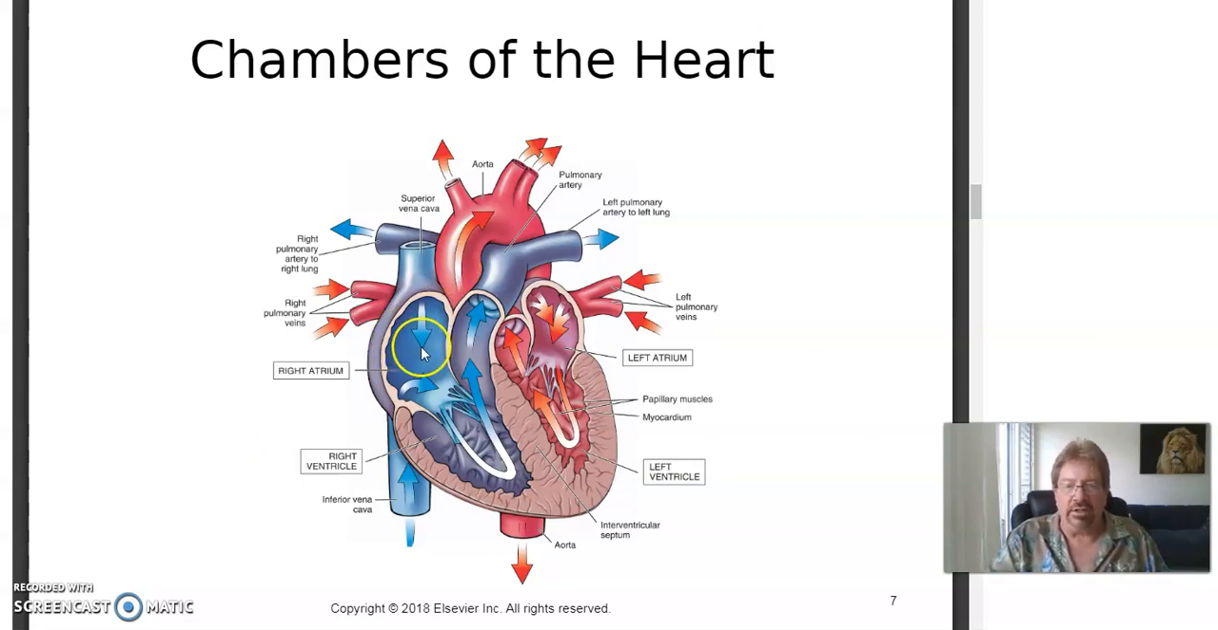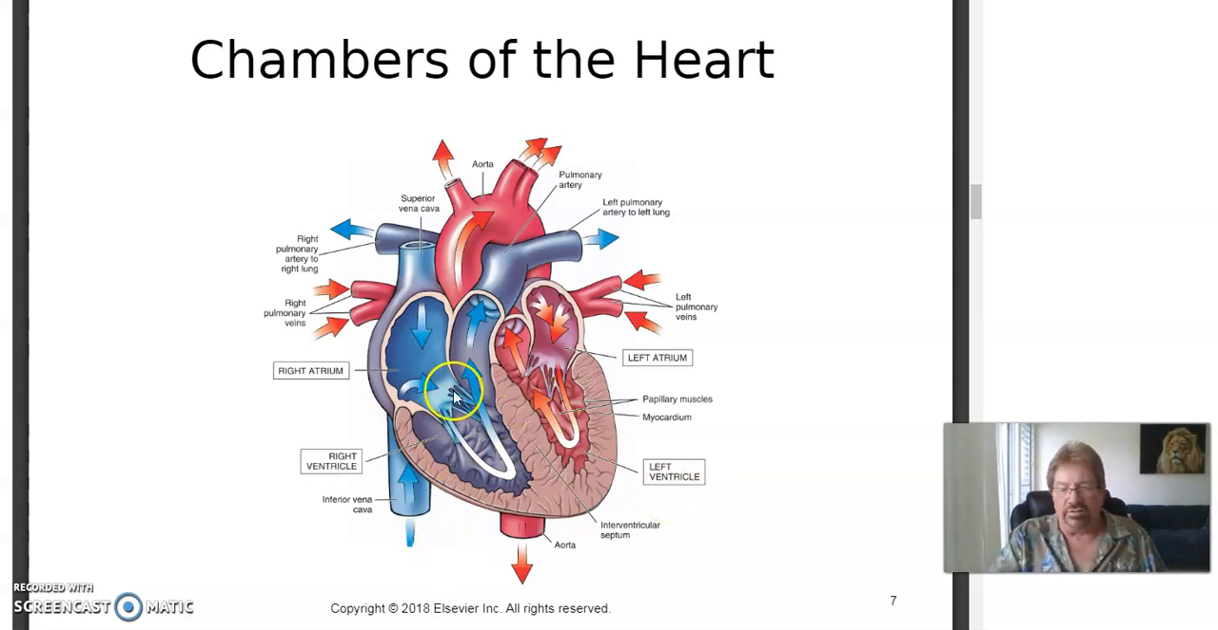Blood coming from the body enters the right atrium from the superior and inferior vena cava, these gigantic veins. When the atria contract, it pumps the blood down through the tricuspid valve into the right ventricle. When the right ventricle contracts, it pumps it up and out to the pulmonary arteries and sends it to the lungs. When it comes back from the lungs via the left and right pulmonary veins, it goes into the left atrium. The left atrium contracts, it goes through the mitral valve down into the left ventricle. When the left ventricle contracts, it goes out the aortic arch, and all the big arteries branch off of that. Atria contract, boom. Ventricles contract, boom.